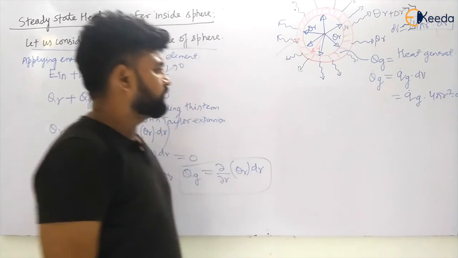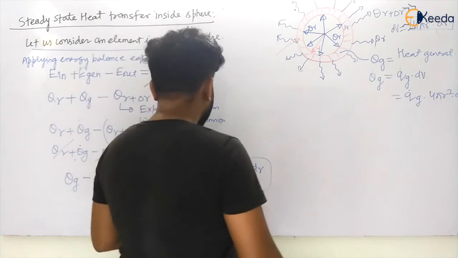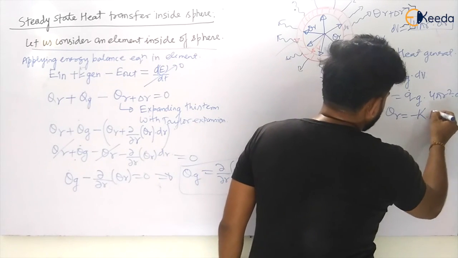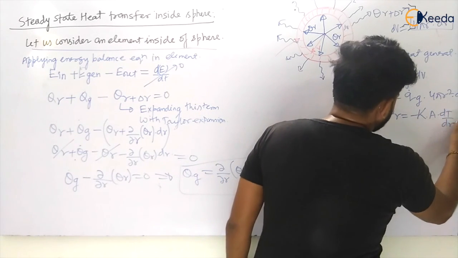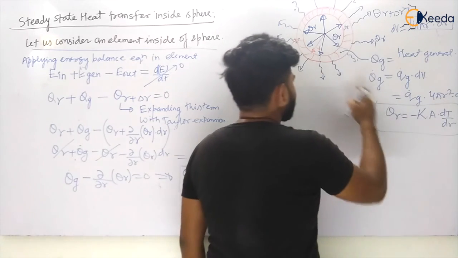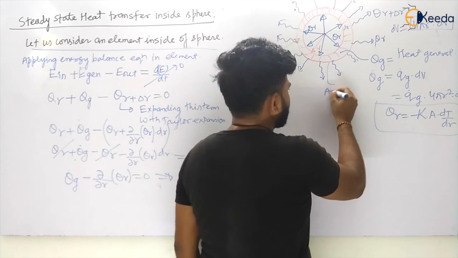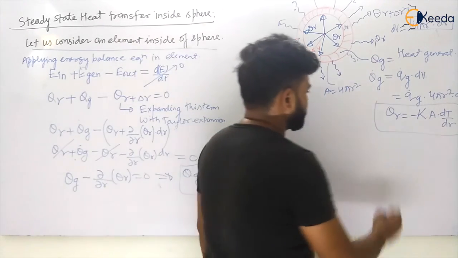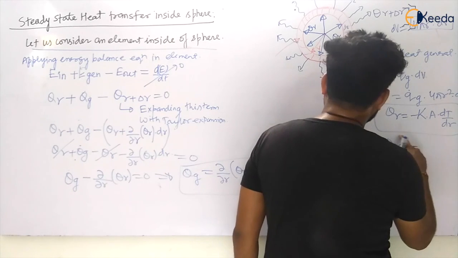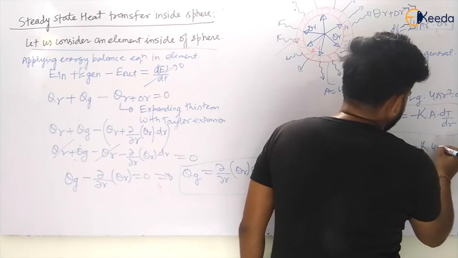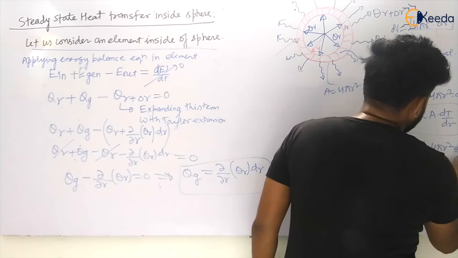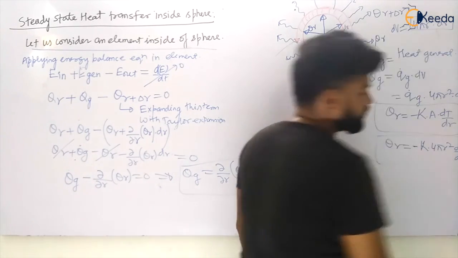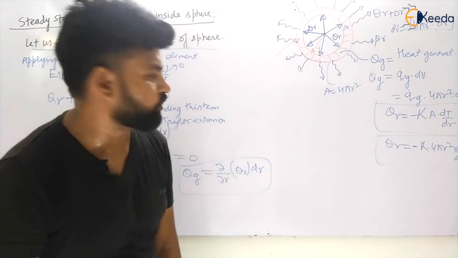Now if I talk about Qr, how is Qr given? Qr is equal to minus kappa k into A into dt by dr. You know the area for this is given by 4 pi r square. So Qr is equal to minus k into 4 pi r square into dt by dr. Let us call these equation number 1 and equation number 2.